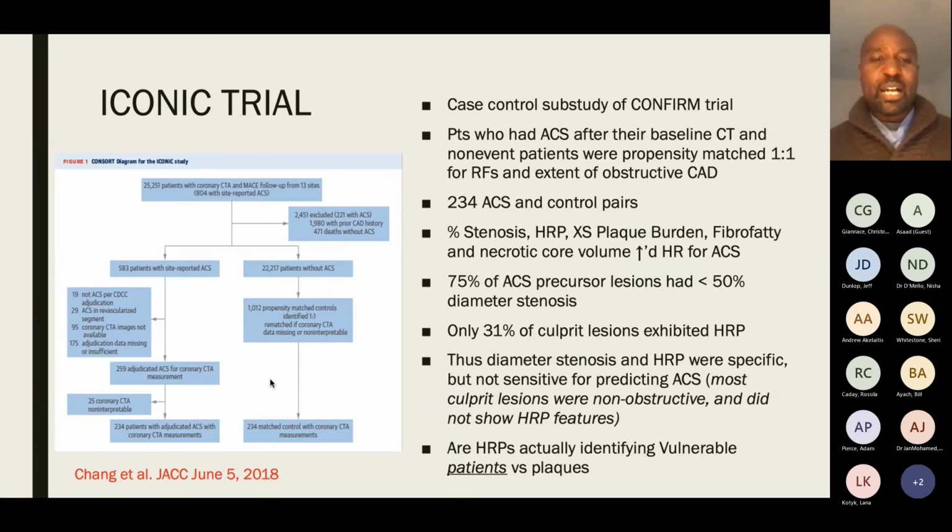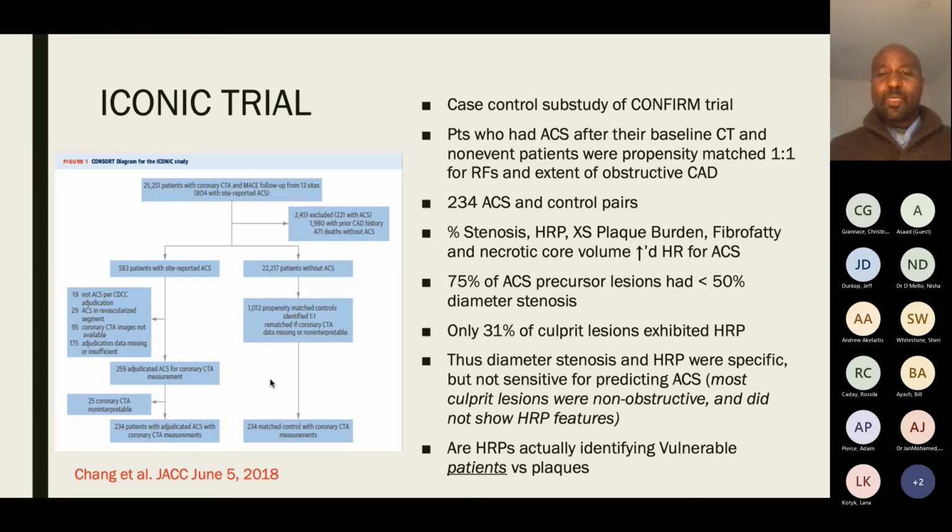Now, the ICONIC trial was an important study that was published in 2018. It was a sub-study of a larger multi-center trial called the CONFIRM study. And so in the ICONIC trial, this was a case-control sub-study of patients who had an acute coronary syndrome after their baseline cardiac CT scan. And they looked at non-event patients and they propensity matched them with the ACS patients in a one-to-one fashion, matching them for risk factors as well as extent of obstructive coronary disease, so single vessel, double vessel, triple vessel. So what you ended up was 234 pairs of ACS and control patients.